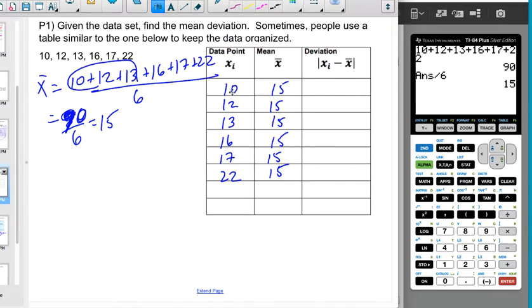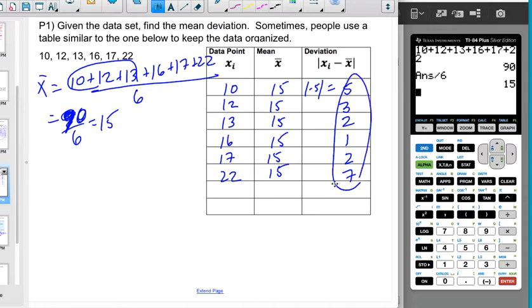So, cool. So again, if you want to just recognize that the deviation is the positive difference between these things, you can realize that 10 minus 15 would be a -5, but you want the positive difference. Fine. If you need to do the thing where you say, hey, it's an absolute value of -5, that's fine. Same thing, 12 minus 15 is a -3, but I want the positive difference, so it's a 3. This will be a 2 because, again, 13 minus 15 is a -2, but I want the positive difference. 16 minus 15 is a 1. We get a 2. We get a 7.